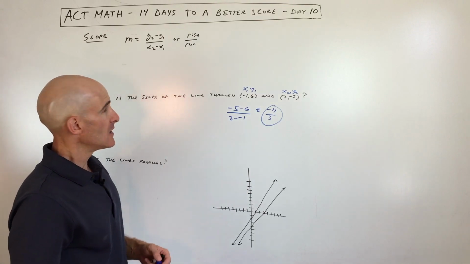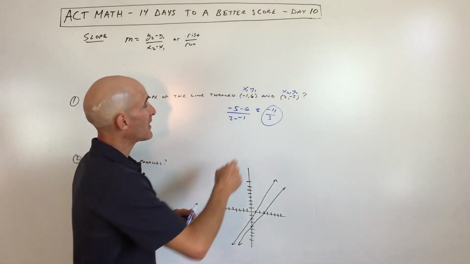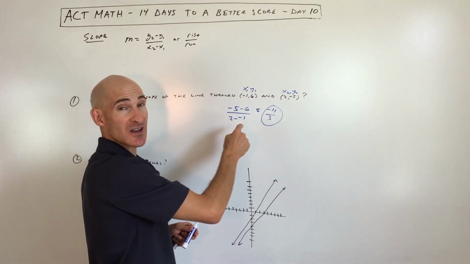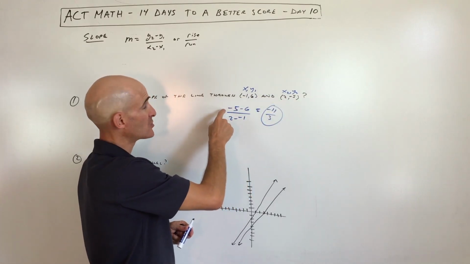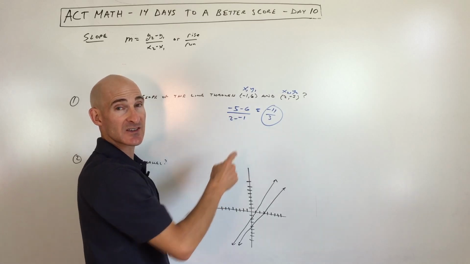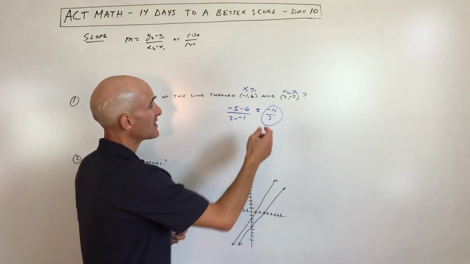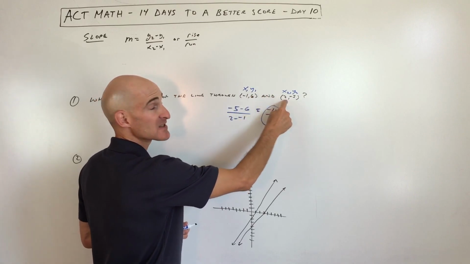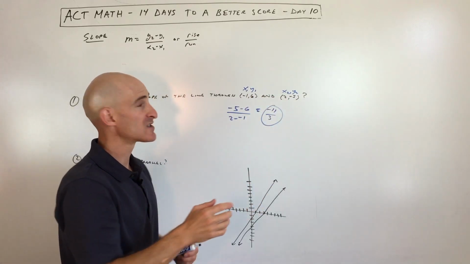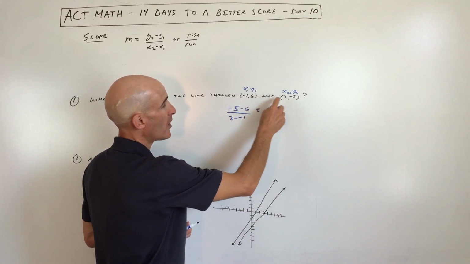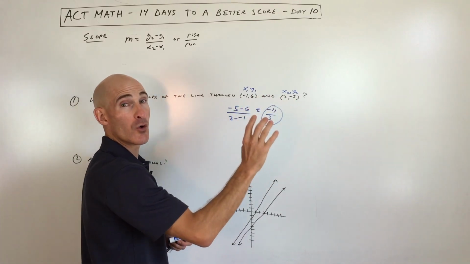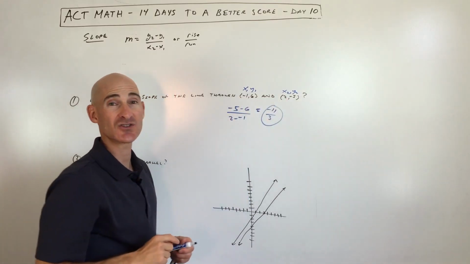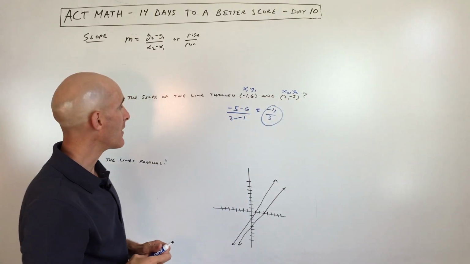Some common mistakes that students make are that they'll do the x's in the numerator instead of the y's. So we'll actually reverse it. You want to make sure you're doing the difference of the y's over the difference of the x's. Another common mistake is that students will do y2 minus y1, and then they'll do x1 minus x2. So they won't keep that order consistent. You can either do y2 minus y1 over x2 minus x1, or the reverse, y1 minus y2 over x1 minus x2. So you want to stay consistent with that.